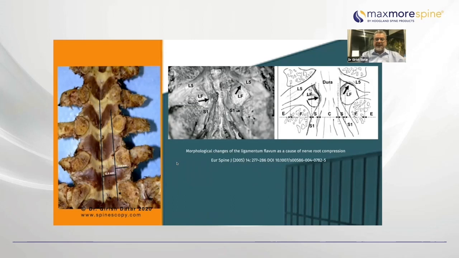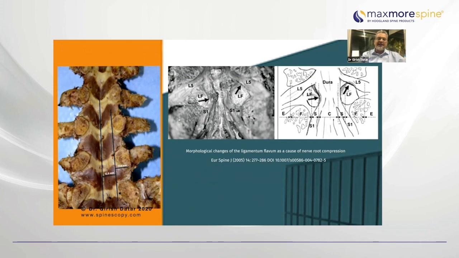So there was a very nice study published in 2005 in the European Journal of Spine, and you can see that the part of the pedicles and the posterior lamina is taken off completely, and you see the imprint of the ligamentum flavum in the axilla. So it is involving only the axilla. You do not see any imprint of the ligamentum flavum in the center.